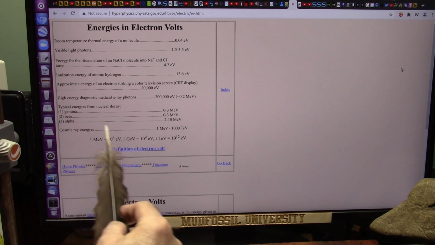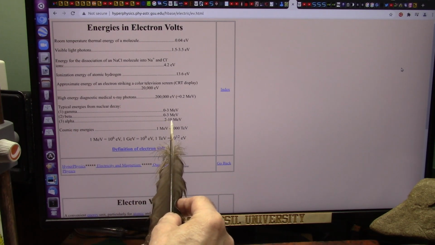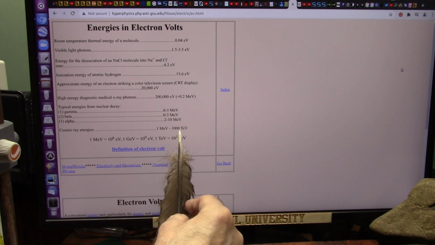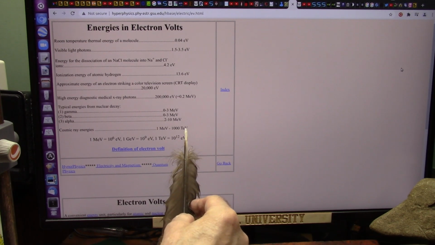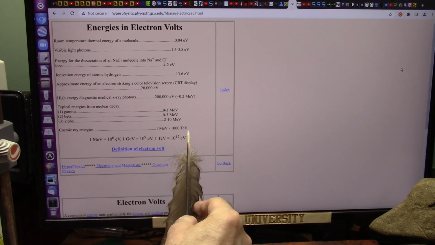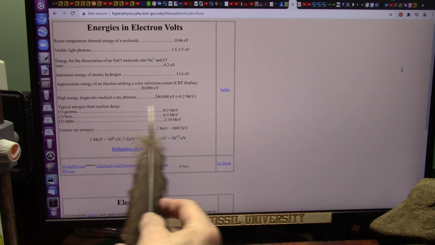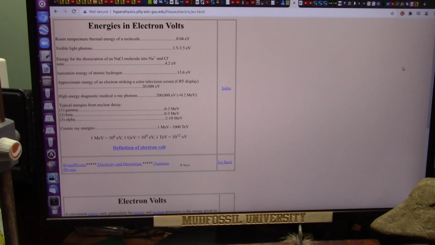Alpha particles, those are killers. They emit up to 10 mega electron volts. Well, cosmic rays are the muons. They emit up to 1,000 trillion electron volts. How do you get cosmic rays? You have to create muons. How do you create muons?